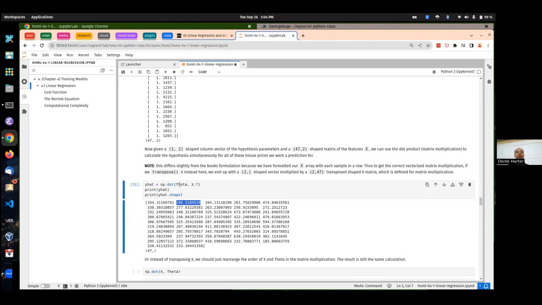But being able to turn this into a linear algebra problem means that we can perform vectorized calculations, which means that we can run optimization techniques using efficient libraries like NumPy uses, like BLAS, and all those other things.